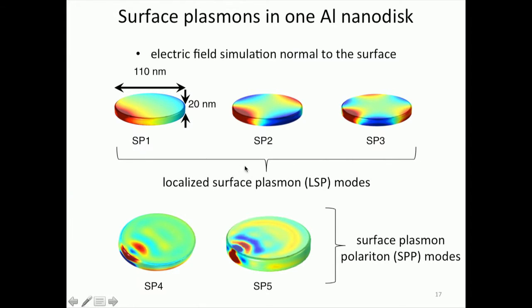So now we understand more. These are localized surface plasmon modes. And this simulation here is specifically for a diameter of 110 nanometers and 20 nanometers thickness. Furthermore, we also found some surface plasmon polariton or waveguide modes, which are surface plasmon modes that propagate in the cylinder, which we name SP4 and SP5. So now that we have an idea of what the plasmon modes look like, at least for large diameters, we would like to understand how these modes change as a function of feature size.